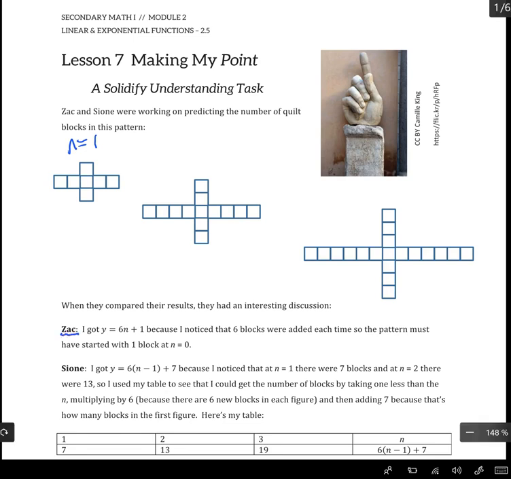So Zach said, all right, if I reverse this pattern, well, first of all, he noticed that it's adding 6 blocks each time. So he said, if I reverse that and I go from 7 down by 6, this pattern would have started with 1 block. And so he got the rule 6n plus 1, or y equals 6n plus 1.